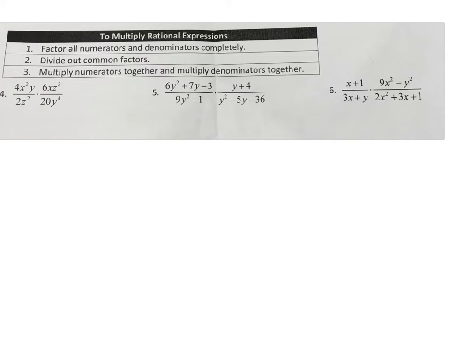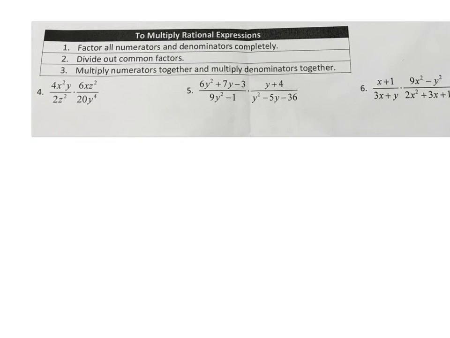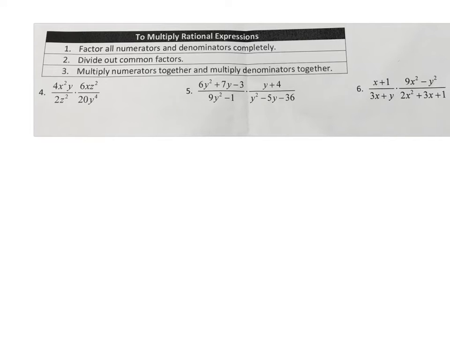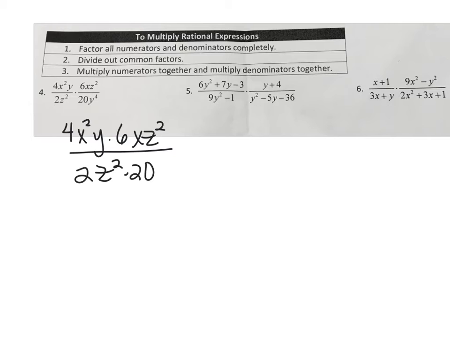All right, in this section we're going to be multiplying. And so we multiply, same rules. What we need to do is make sure that we factor everything. So let's see, number 4. Let's write this out. We have 4 x squared y times 6xz squared all over 2 z squared times 20 y to the 4th. All right. And so let's rearrange and put all of like things together.